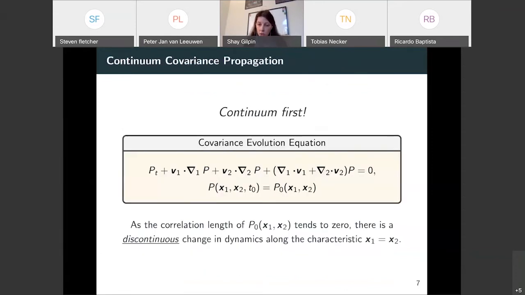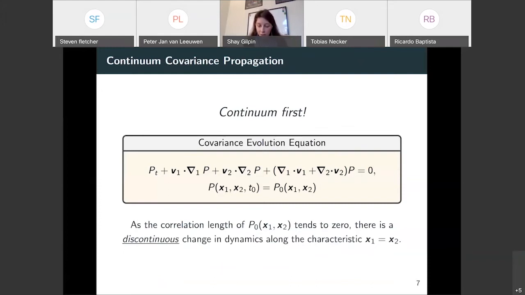We can return to this covariance equation, and by studying it in the continuum, what we find is that along the surface where x1 is equal to x2, there is a discontinuous change in dynamics as our initial correlation length tends to 0. So as our initial covariance becomes spatially uncorrelated, there's a discontinuous change on the diagonal.